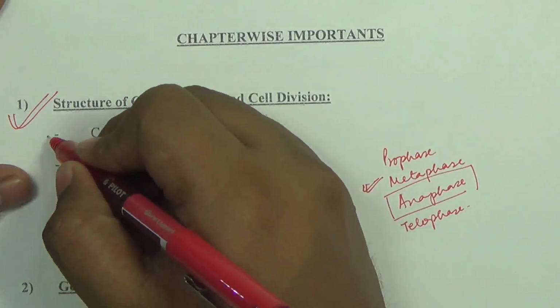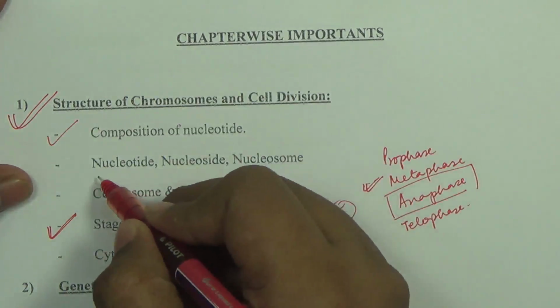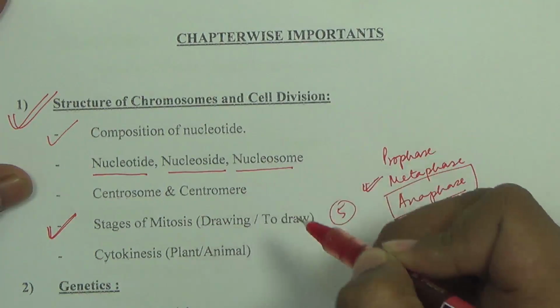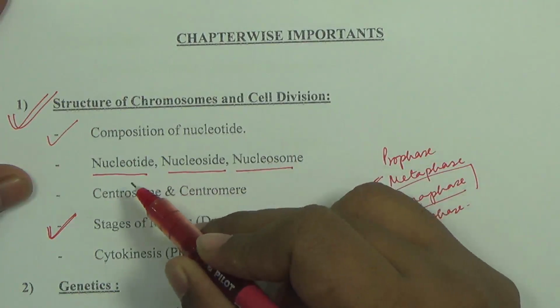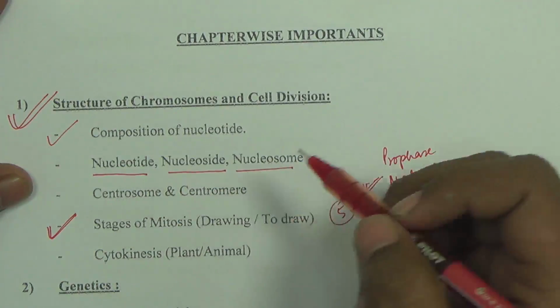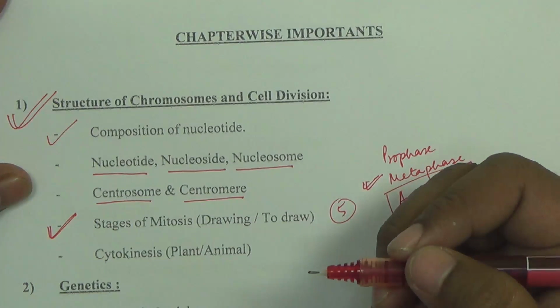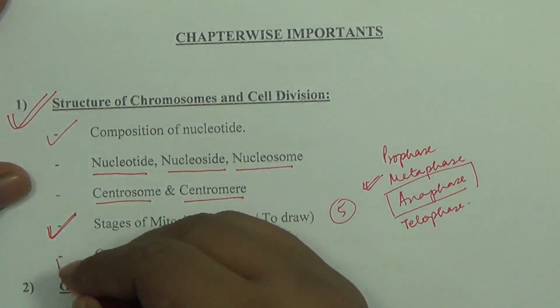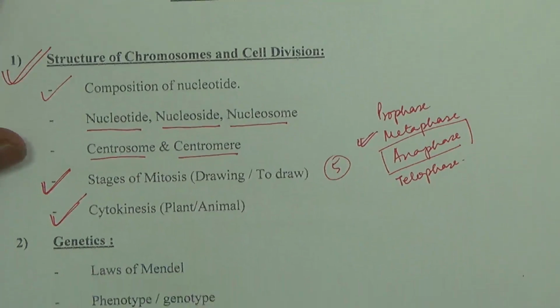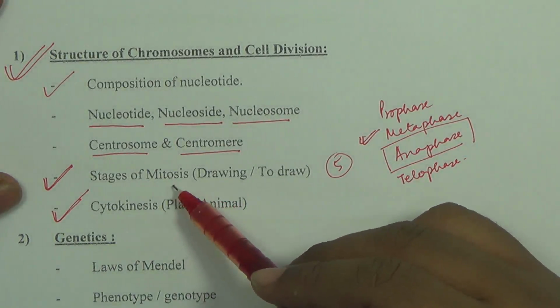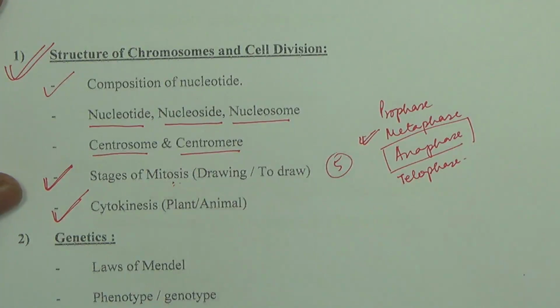Questions on composition of nucleotide. What are the differences between nucleotide, nucleoside and nucleosome? Okay, so 3 very similar sounding words, but there are differences. Please look into it. Again, a similar sounding pair is centrosome and centromere. Please have a look at that. Then cytokinesis, plant and animal, they might ask you. Needless to say that you have to learn all the different characteristics of each and every step of mitosis, be it karyokinesis or be it cytokinesis.